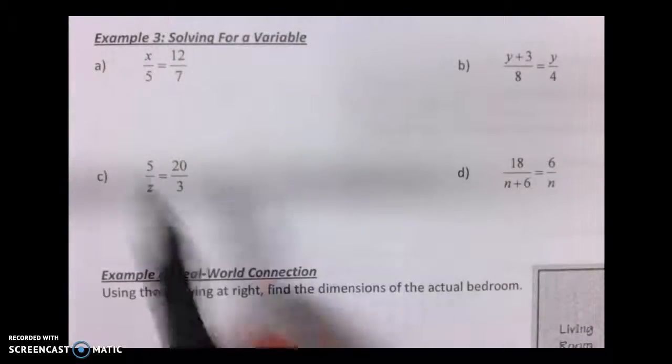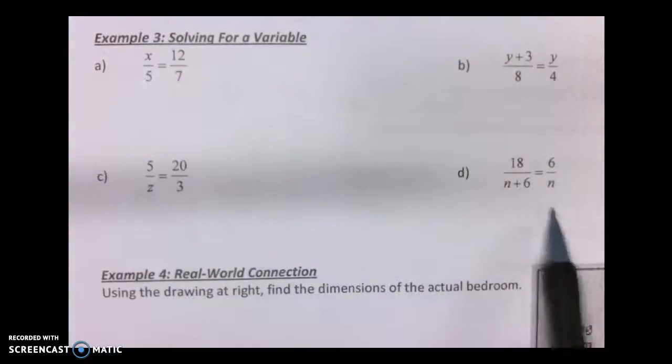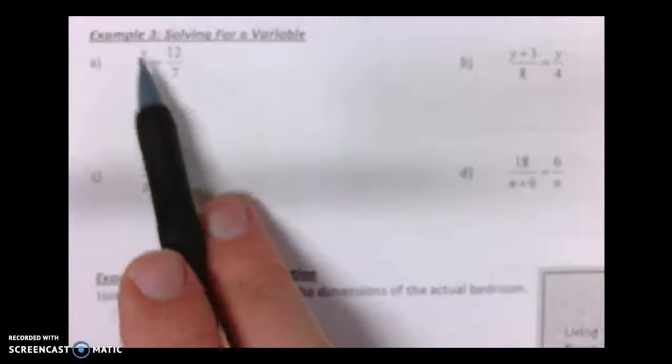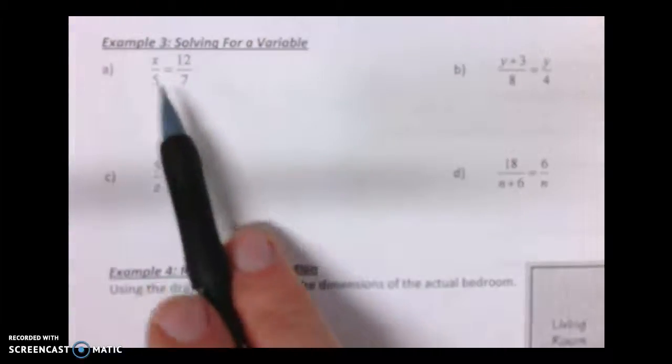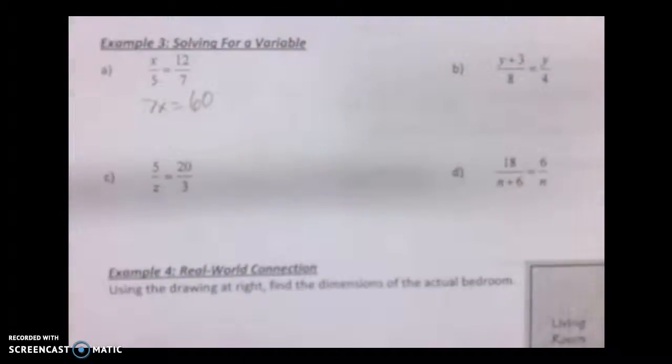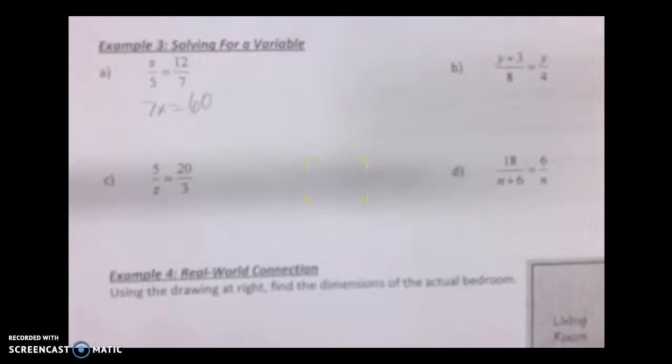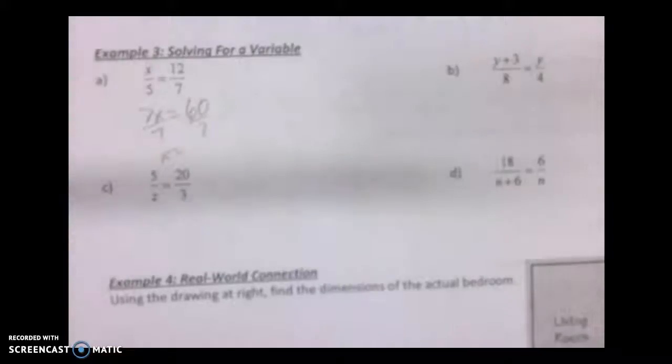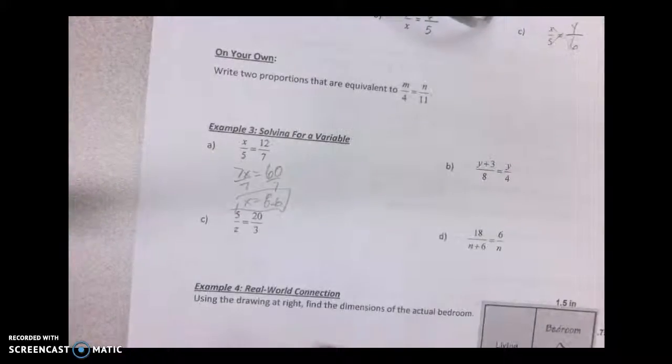For example number 3, I'm going to do an A and B, and I'm going to leave C and D for you to do. So for A, we just cross multiply to solve these proportions, and I get 7 times x if I cross here. So I'm going to get 7x is equal to 5 times 12. And 5 times 12 is 60. Sorry about the focus issues. I'm not sure what's going on exactly. Try that. And then what I'm going to do is divide both sides by 7. And then we get x equals 8.6.